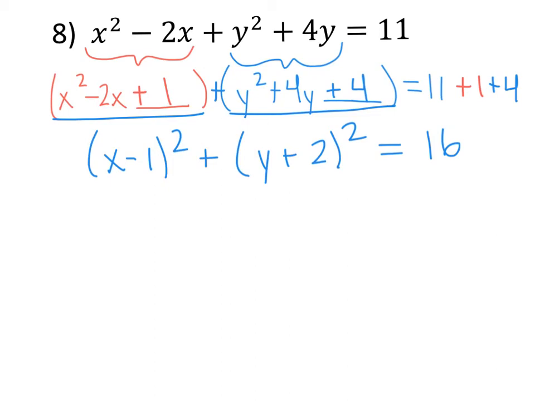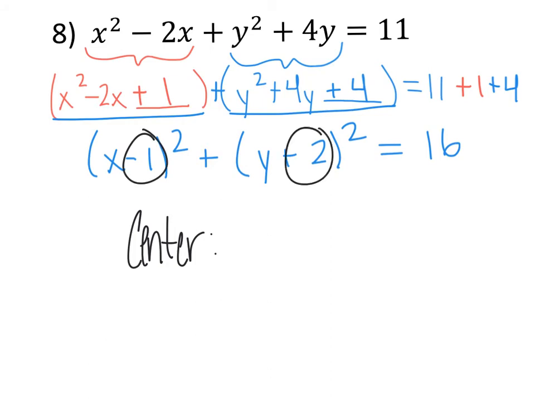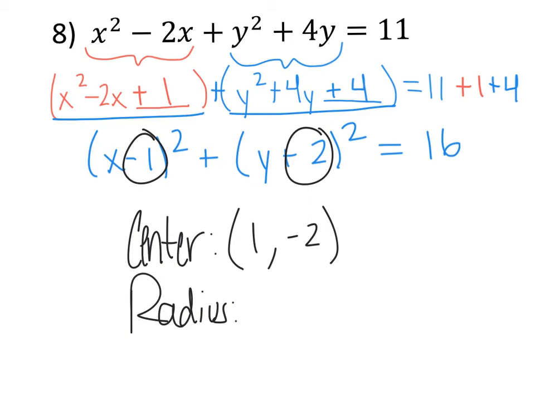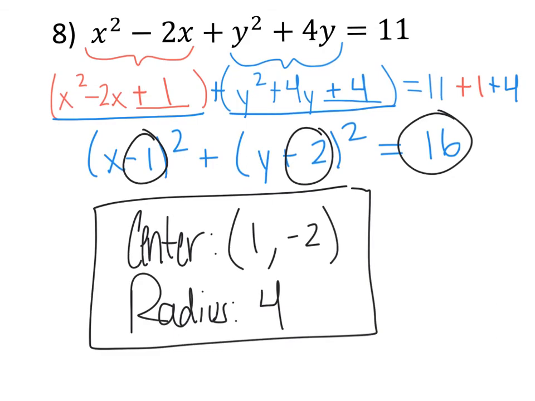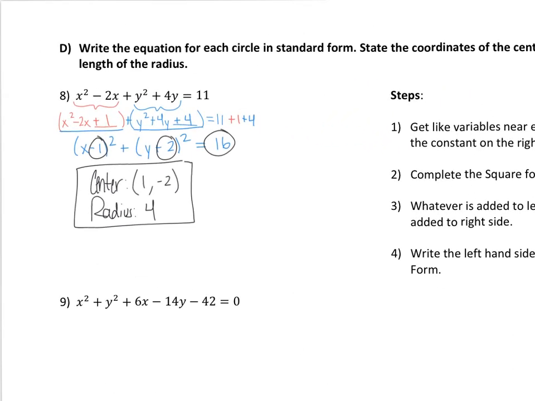So now it's in standard form, and now we can actually find the center and the radius. So let's do that now. Center. The center is right here and right here. So remember it's opposite signs, so it's actually 1, negative 2. And the radius, remember that radius was squared, so to actually find the actual radius you need to square root it. Square root of 16 is 4. And we could actually then graph this if we wanted to, now that we know the center and the radius. That's that.